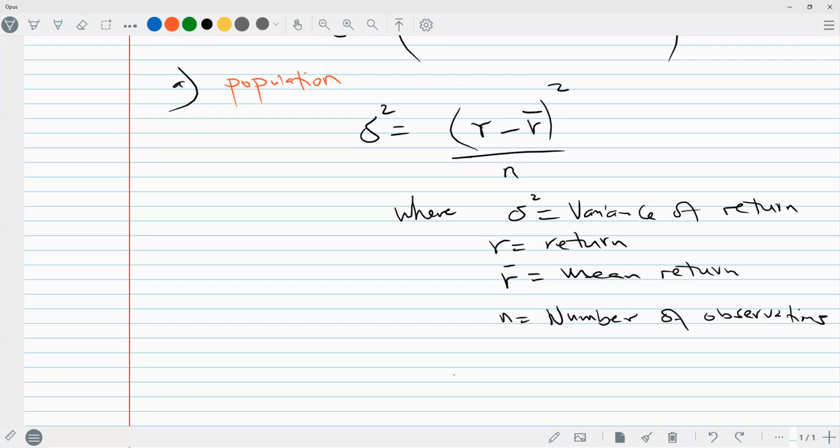As you can see, don't forget we say that risk is a measure of variation or deviation of the return from the mean, from what we're expecting. Therefore, in case the deviations are higher, is the risk high or low?